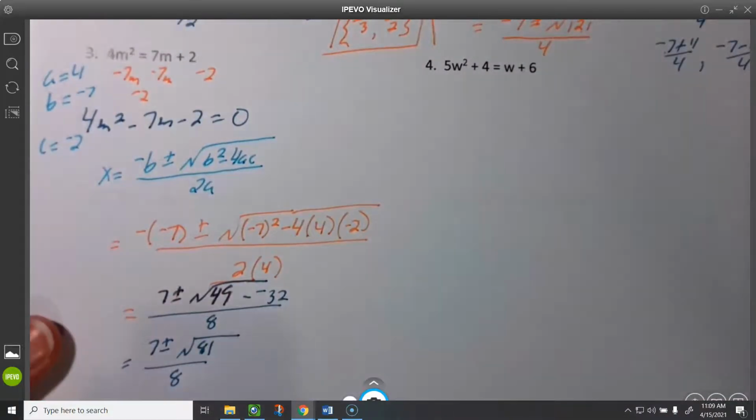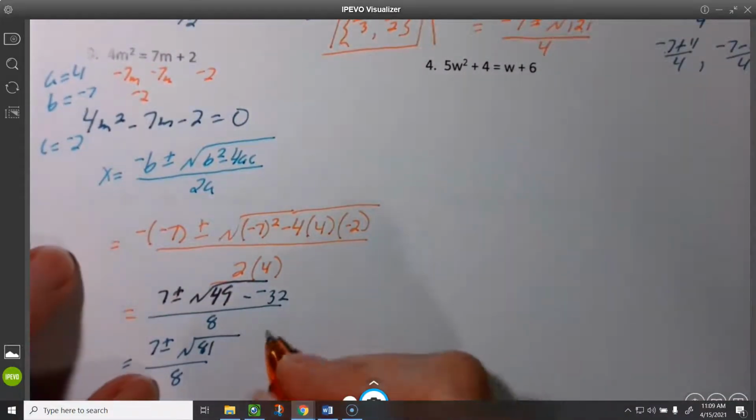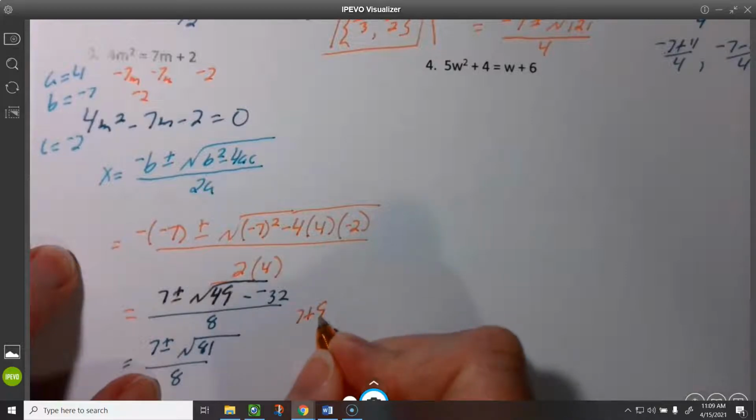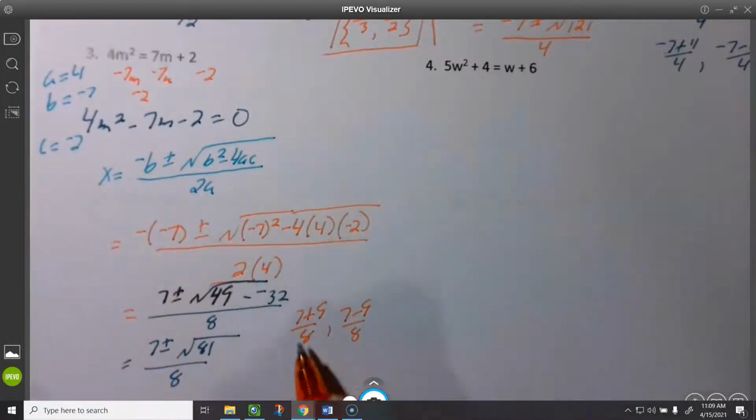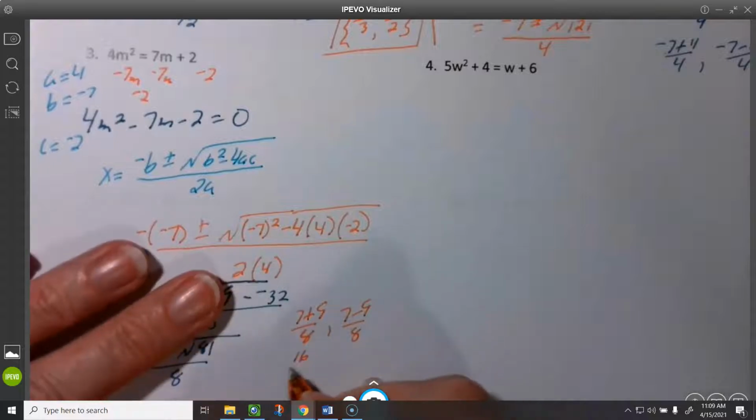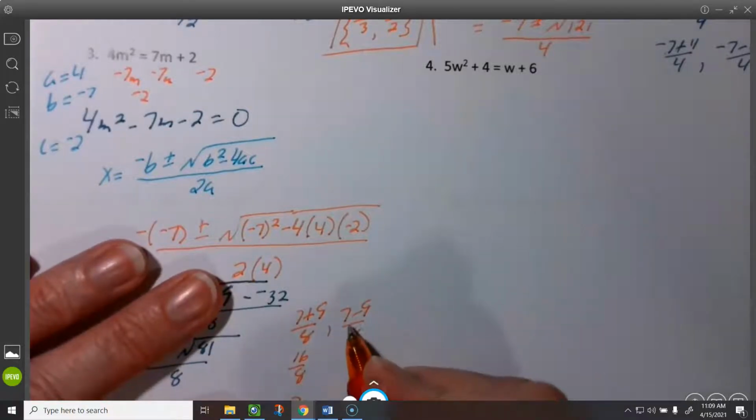Okay. So we have now 7 plus 9 over 8, 7 minus 9 over 8. 7 plus 9 is 16, so that gives us 2. 7 minus 9 is negative 2 over 8. That gives us negative 1/4.